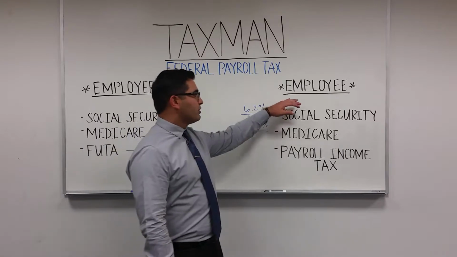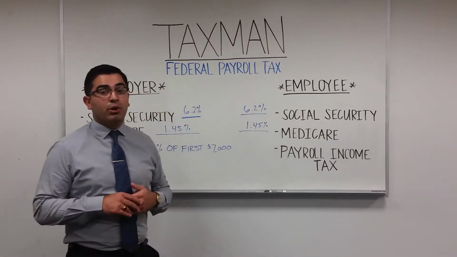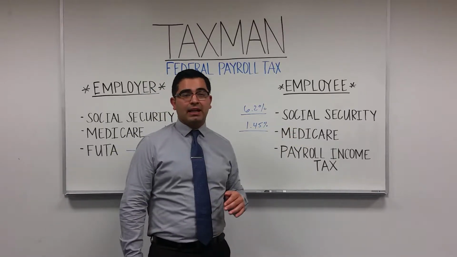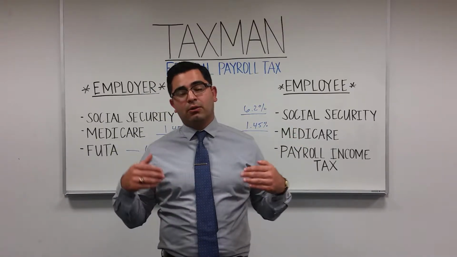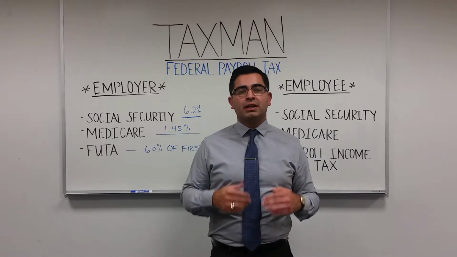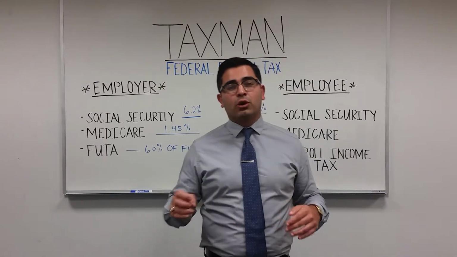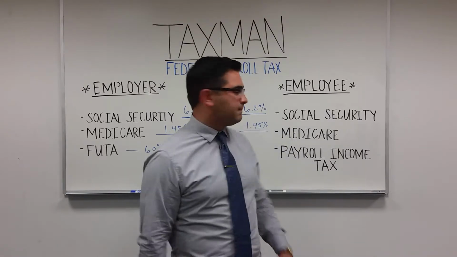Next is the employee portion of payroll tax. So like the employer, the employee is subject to 6.2% of Social Security tax. So in total, when you sum up both the employer portion as well as the employee portion of Social Security tax, it would be a total of 12.4% tax.